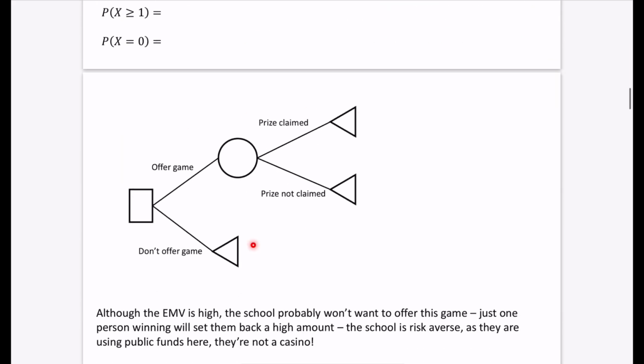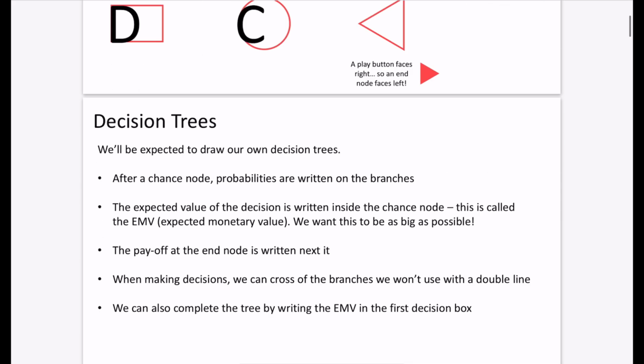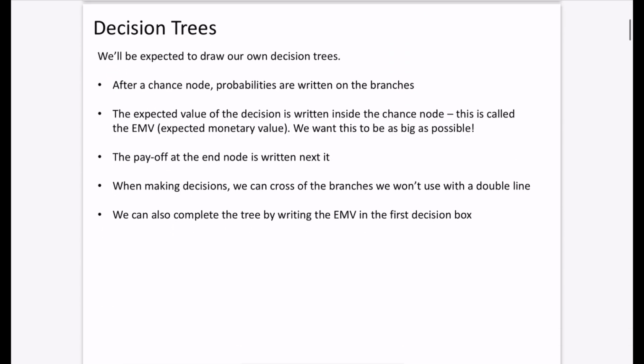They look sort of like this kind of thing, where we've got a decision here to either offer the game or don't offer the game. If you do offer the game, there's then a chance outcome of this thing or this thing happening, and you'll notice all of them end in these end nodes or payoff nodes that we have here. So that's the kind of thing that we're going to be drawing. After we have a chance node, which is the circle, we would write the probabilities on the branches. You'll see me do that in just a second. I didn't have it on that one I just showed.